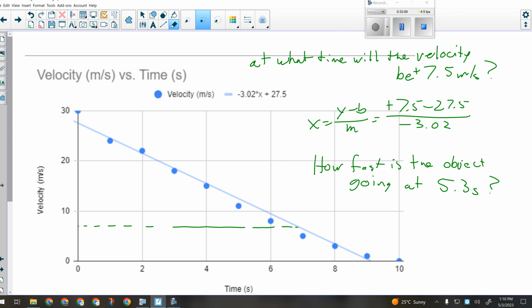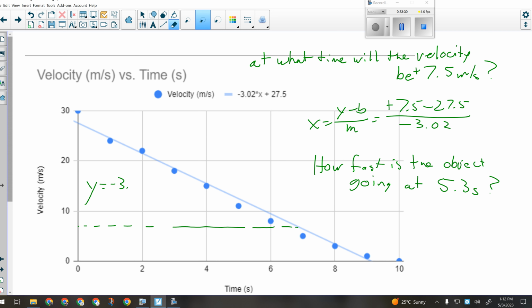The object going at 5.3 seconds. Okay, and again, I don't mean for you to try and get this actually off the graph. I want you to calculate it. How fast is the object going at 5.3 seconds? So we're looking for how fast, we're looking for y, because velocity is on the y-axis. So we don't have to do any manipulating, we just need to plug in here.